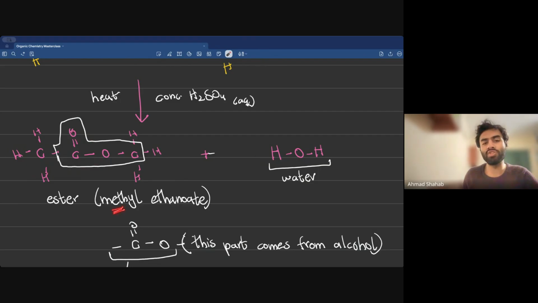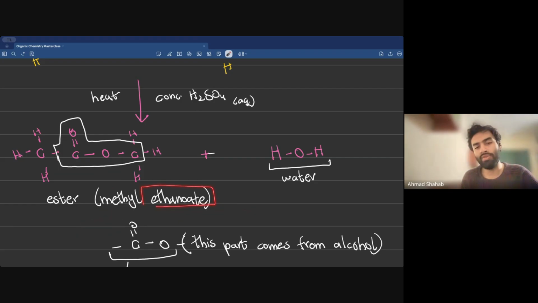The first part refers to the part that came from the alcohol. This says METH. METH means one carbon. So it must have come from an alcohol that was one carbon. You can go on and verify this as well. So it must have come from methanol. And ethanoate, this part tells you that this must have come from ethanoic acid, right? Ethanoic acid.